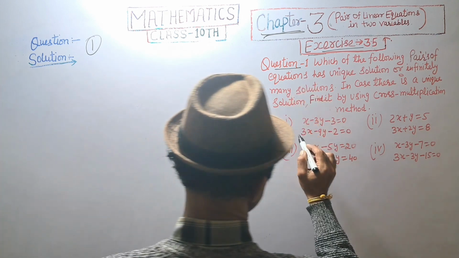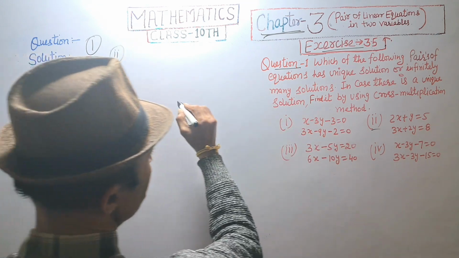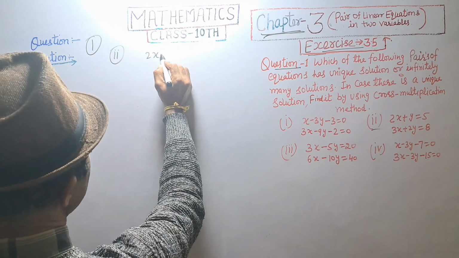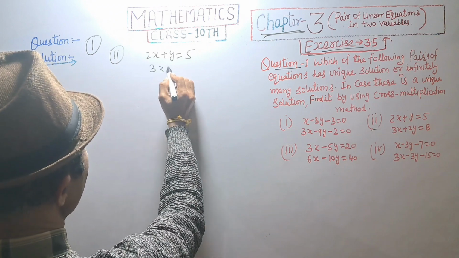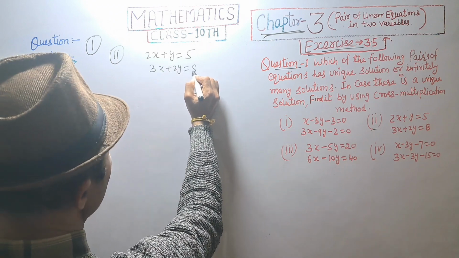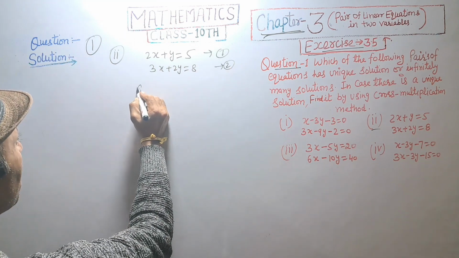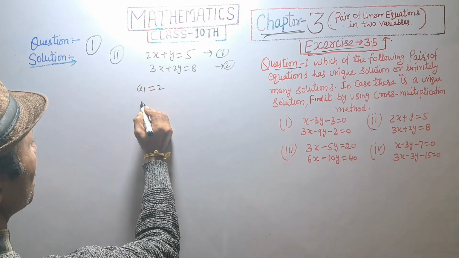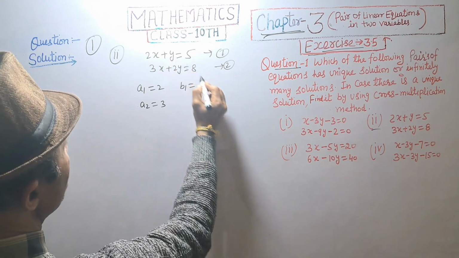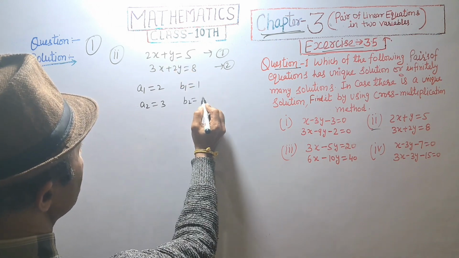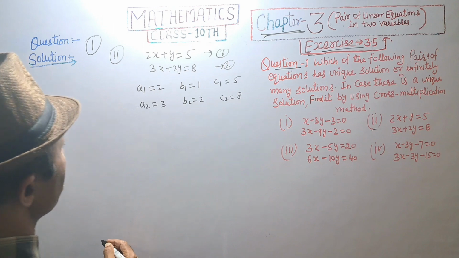Answer. Question first, second part. 2x plus y is equal to 5 and 3x plus 2y is equal to 8. It's equation first and second. A1 is equal to 2, A2 is equal to 3, B1 is equal to coefficient of y, 1, and B2 is equal to 2, C1 equal to 5 and C2 is equal to 8.